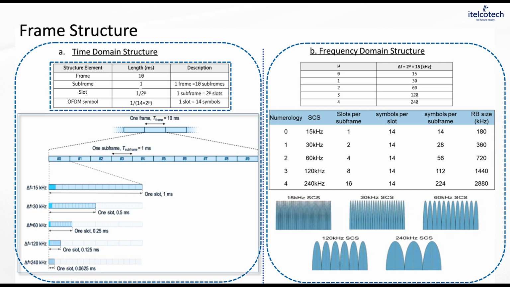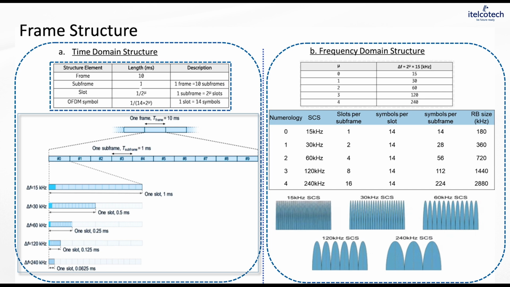Now, what will happen if we keep on changing the numerology on the y-axis, as you see here, and on the x-axis, you see the time durations keep on decreasing as the numerology keeps on increasing. So if the numerology is 15 kilohertz, the time slot is 1 millisecond. As it increases from 15 to 30, the time slot decreases from 1 millisecond to 0.5 millisecond. So we now have the flexibility of placing the resources in the time and frequency domain.